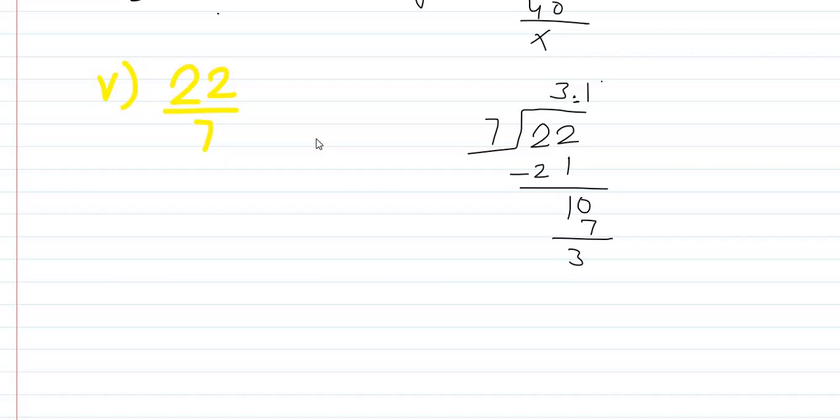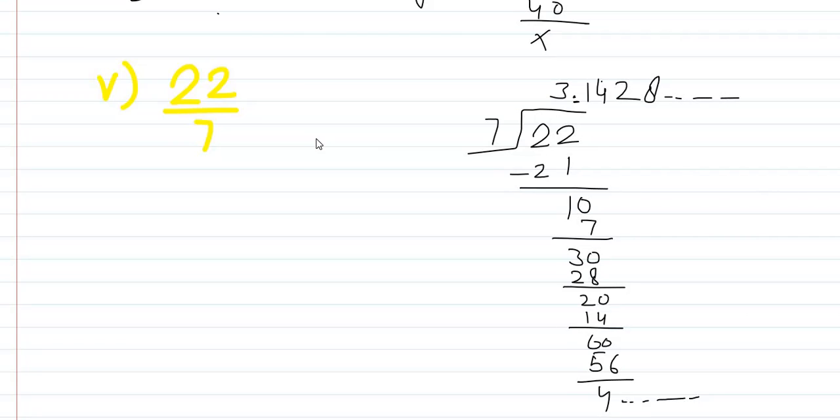Due to this point, here we place 0. 7 4s are 28, here remaining will be 2. 7 2s are 14, here we get 6. Again we place 0. 7 8s are 56, remaining will be 4. It is not ending, you can see it carries on. So here we get 3.1428. This is non-terminating.